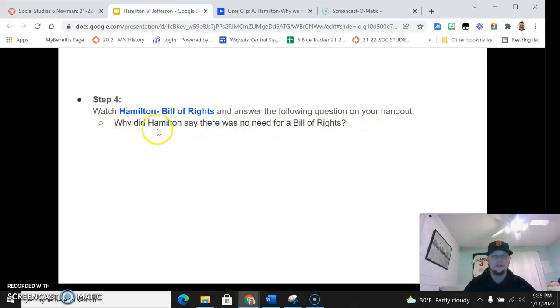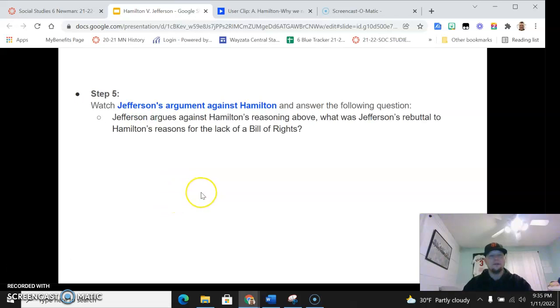Step 4 or clip 4, you're going to watch Hamilton on the Bill of Rights and answer the following questions on your handout. Why did Hamilton say there was no need for a Bill of Rights? So Jefferson thought, yes, we need it. Hamilton said, no, we don't. What are their reasons?